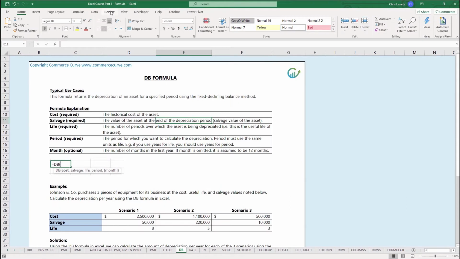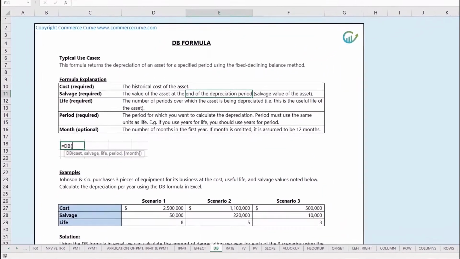In this lesson, we're going to review the depreciation formula. The depreciation formula is used in Microsoft Excel when you want to calculate the depreciation of an asset for a specific period using the fixed declining balance method. Let's take a look at the formula explanation before we jump into an example.